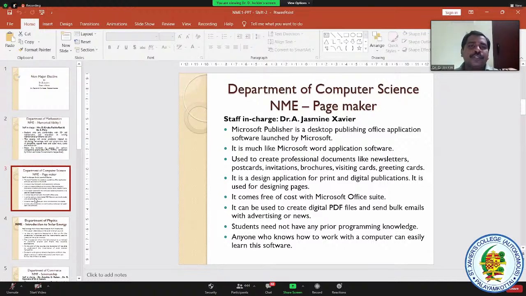Students who are a little bit familiar with the operations of a computer, who have some creativity, and who want to have some gaming, can prefer this particular paper, NME Page Maker.